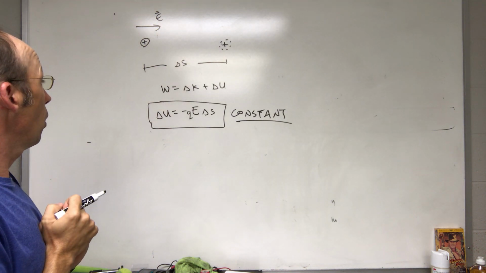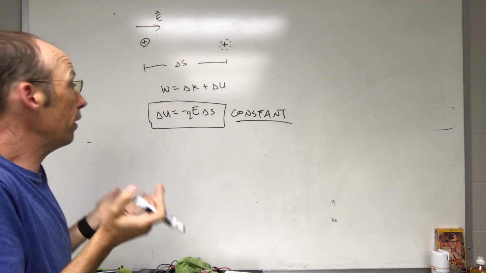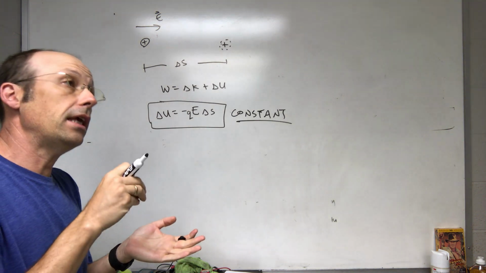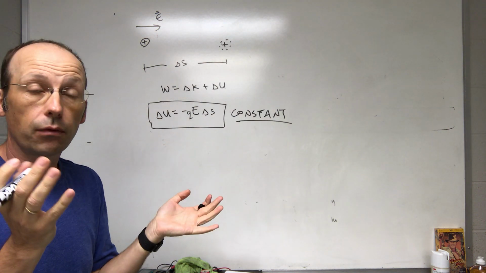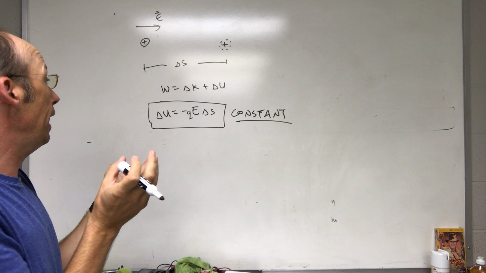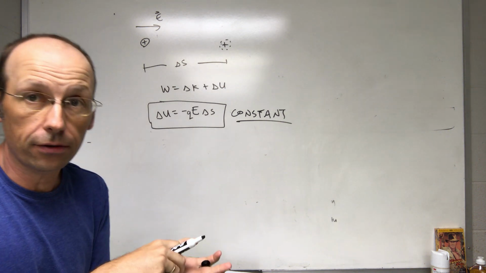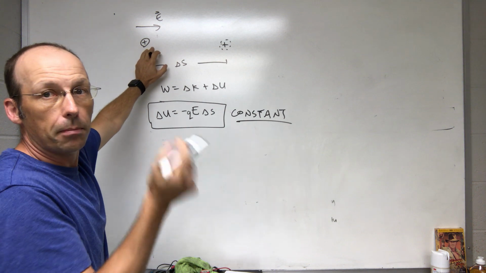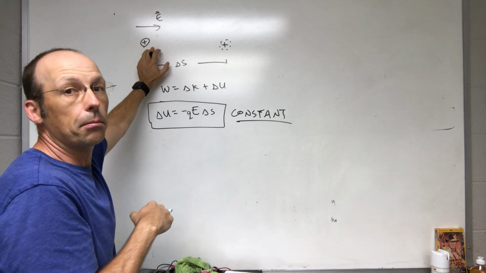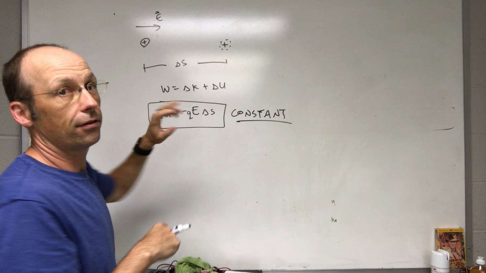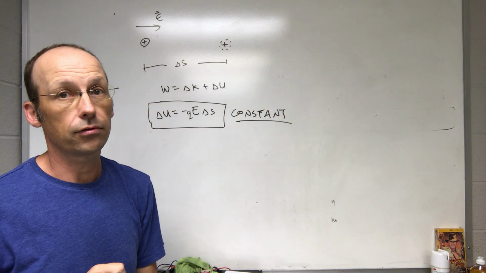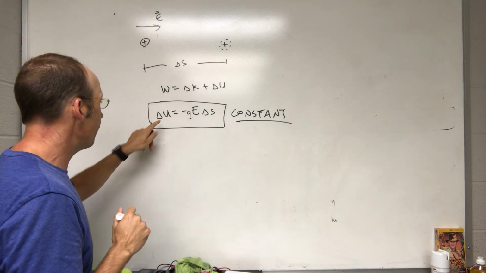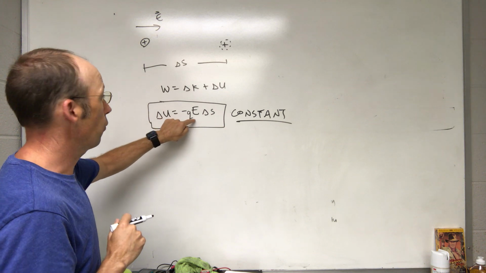So where does that come from? If we have a system and we have work done by some force, in this case work done by the electric field, and it doesn't depend on the path you take, you can make that a potential energy. And that's how we get this. It's the same thing we did with gravitational potential energy. So that's the definition of electric potential energy for a constant field.